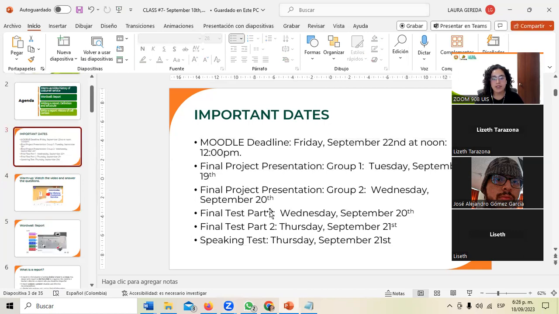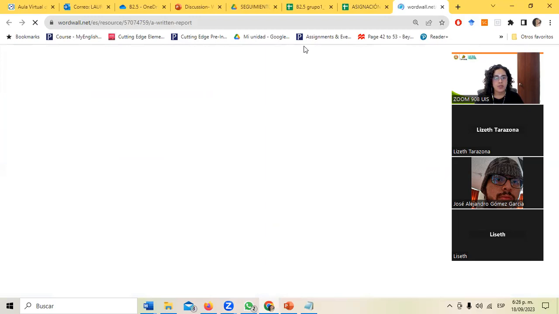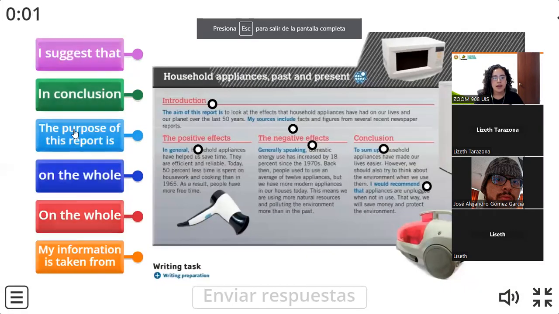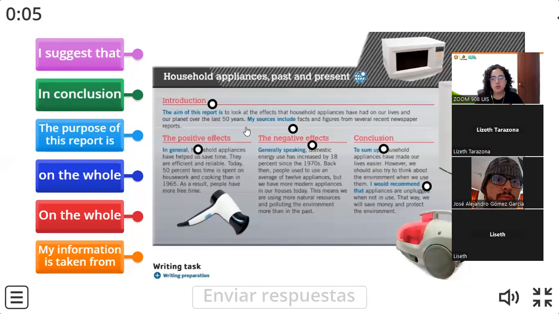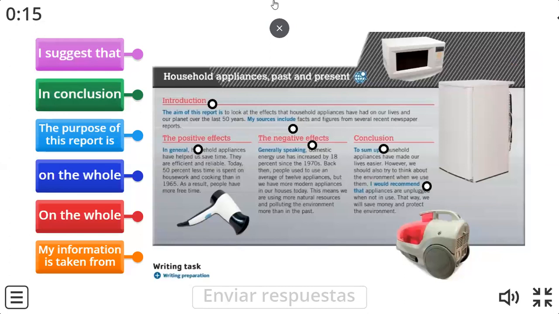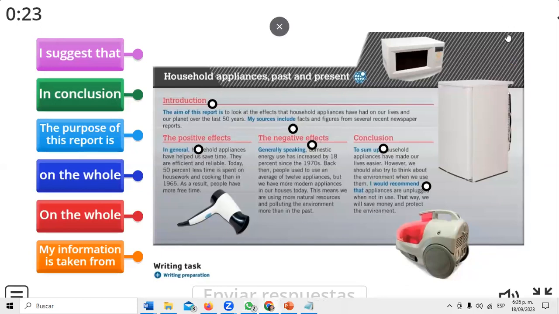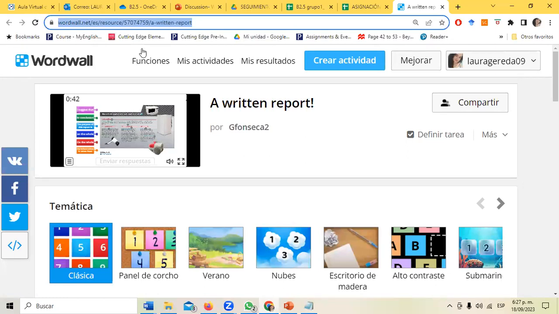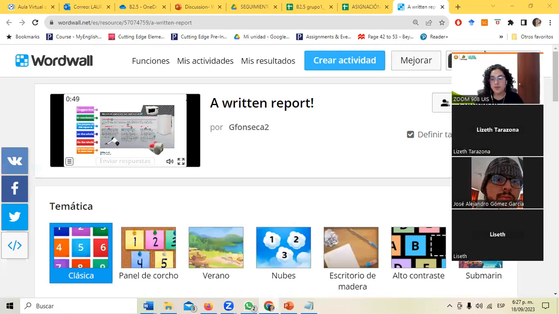So we're going to start with a short activity from Wordwall, those kind of games that we have used in the past, where you're going to have some time to classify the correct sentence to each part of this report, right? So in conclusion, what is the purpose of the report, on the whole, or my information is taken from where? So let's try to match it to the introduction, the positive effects, negative effects, and conclusion. So to the blue sentences that we have, okay? The sentences that are highlighted, you are going to match them to the correct phrase, okay? So let's have some minutes. It's not a very long activity, just 3-5 minutes to check the activity, and then we'll continue, okay?